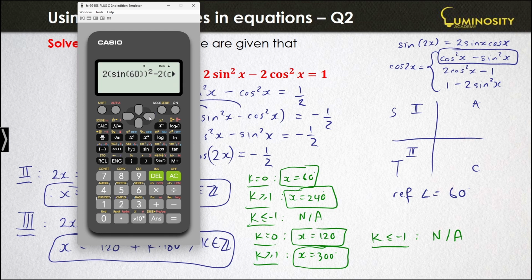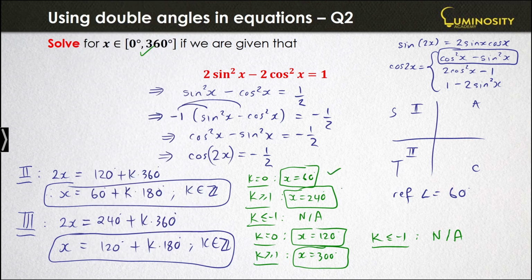Perfect. Then the next one we found was 240. So let's plug that back in there. And we get 1. Awesome. So that works as well. What about 120? So let's plug that in there. 120. We get 1. Awesome. And then the last solution we found was 300 in that restricted domain. And that will give us 1. Awesome. So these are 4 valid solutions in that restricted domain that satisfy the original equation.